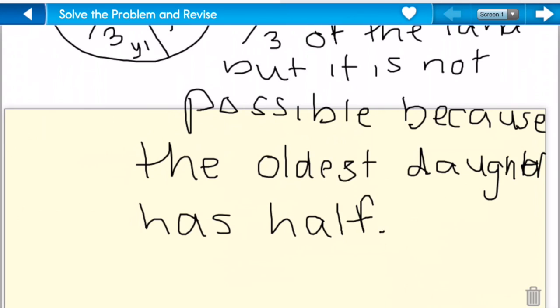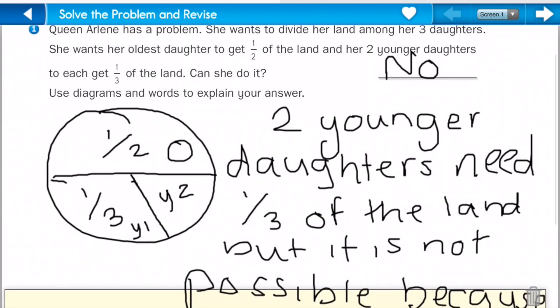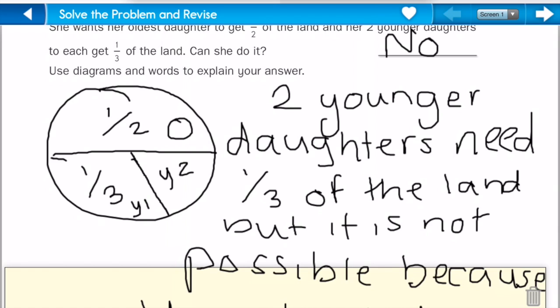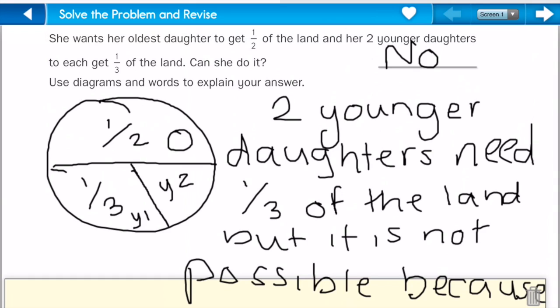Okay? So, our answer is no, because 2 younger daughters need 1/3 of the land, but it is not possible because the oldest daughter has half. See, the oldest daughter takes up half. One of the younger daughters would take up 1/3, but then the other daughter would not get 1/3. She would get way less than that. Okay? Let's try the next screen.